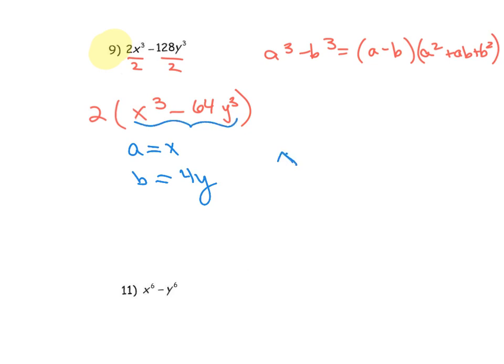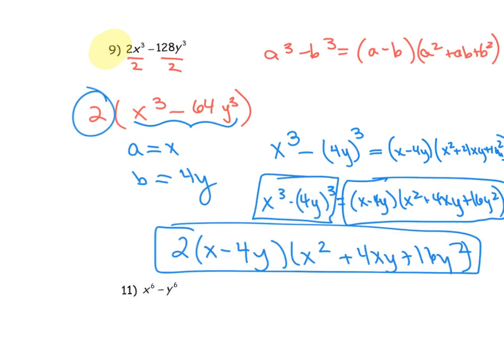So I have x cubed minus, really this is 4y cubed, is equal to, let's fill in. We have x minus 4y times x squared plus 4xy plus 4y squared, which is 16y squared. I'm just running out of space here. So let me rewrite that. I just rewrote that a little bit clearer.